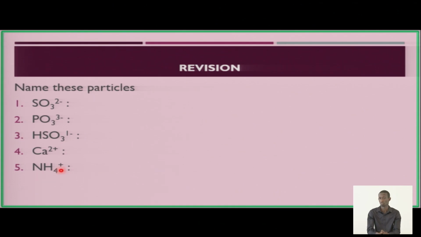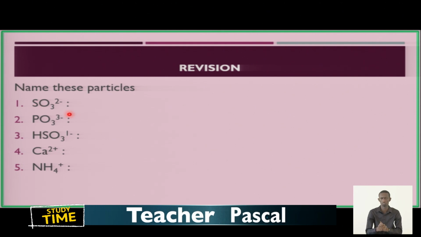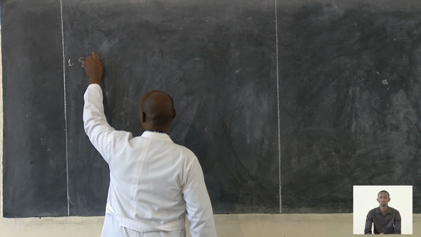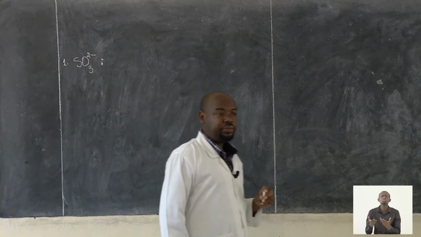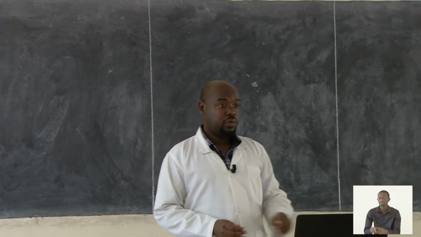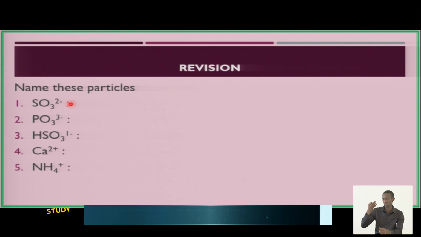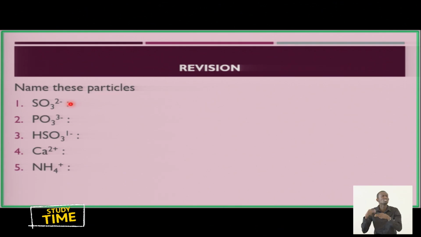Okay, so let me suppose that you have finished and we go to the correction. Particle number 1, we have SO3 2 negative. What is the name of this particle? The name of that particle, we said that when we have 3 oxygen atoms, what is the ending of the name of the radical?